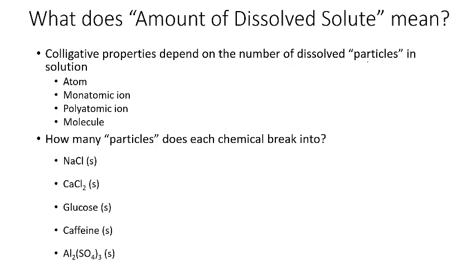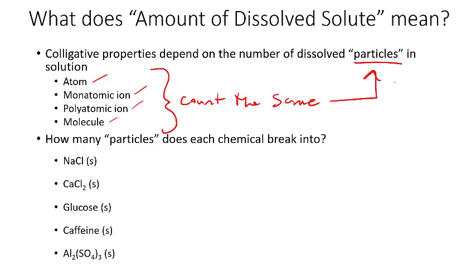And so this term particles is very broad, meaning that it could talk about atoms, monoatomic ions, polyatomic ions, molecules. All of these count the same. They all would be one single particle. Okay? Whether it's a tiny little atom or a huge molecule, it counts as one particle.